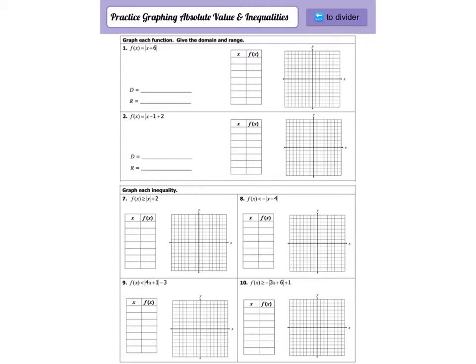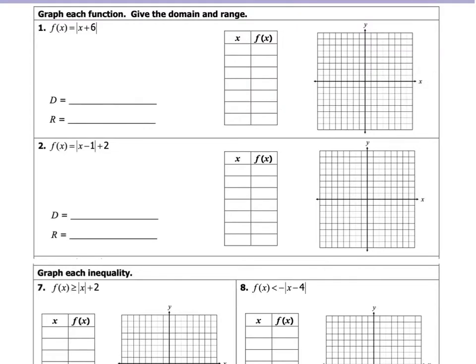Let's start with number 1. What is the first step? That's right, find the vertex. Looking at what's inside of the absolute value symbol, that's x plus 6 equals 0. We're going to solve for x, which will be negative 6. So when x is negative 6, the y value is 0.